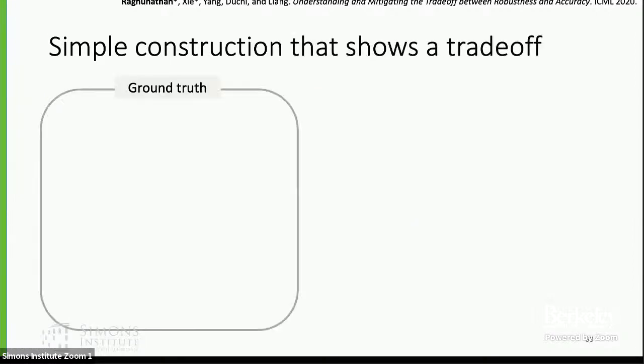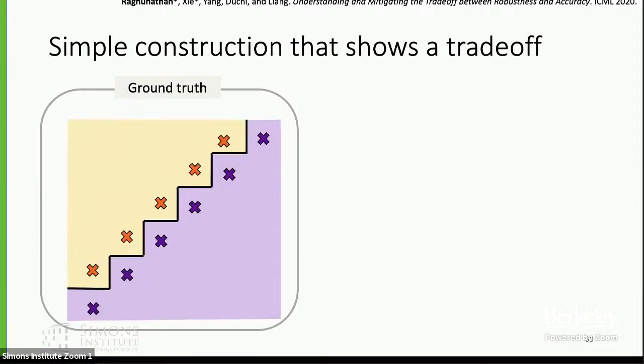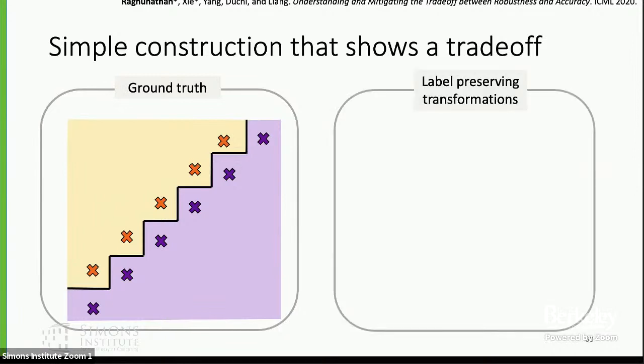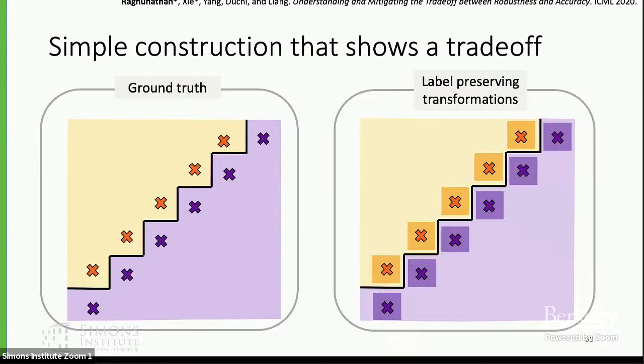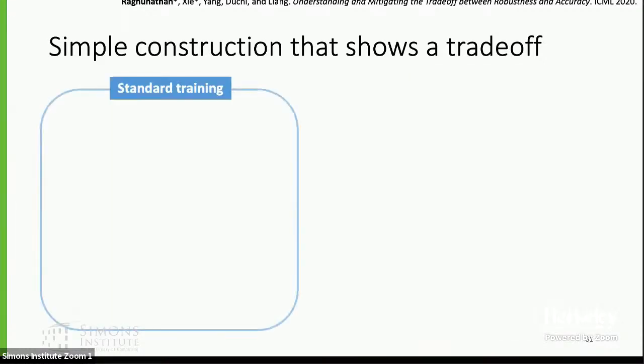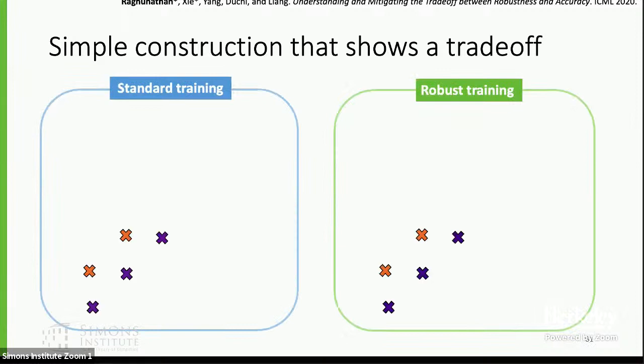Here's a simple construction. Suppose this was your ground truth. So you had two classes, and your ground truth estimator had this kind of staircase-like structure. Some perfectly reasonable label preserving transformations are the ones shown here. These are perturbations which should actually preserve your label according to ground truth. And you try to induce that in robustness, and we can see what happens. Suppose you had very limited training data, suppose this was all the training data that you had. Let's look at how standard and robust training perform.